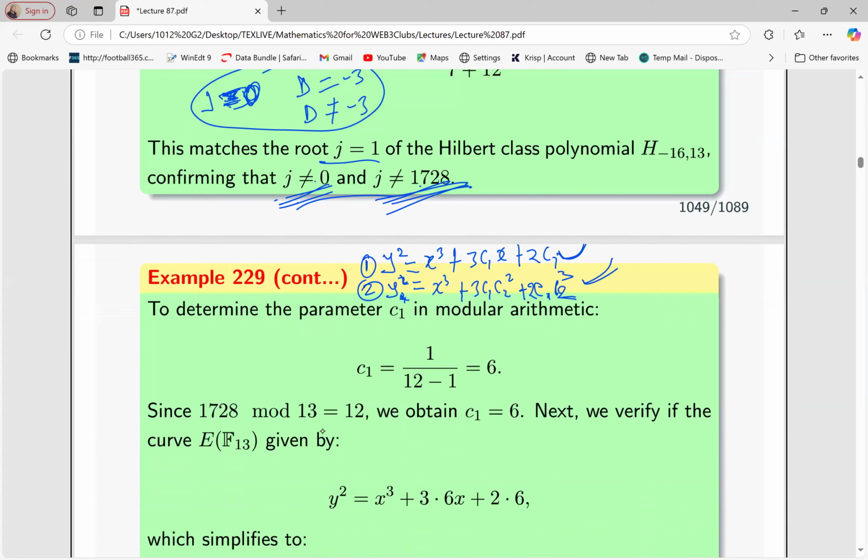Now, since these are the scenarios, let us calculate C1. How do we calculate C1? Our formula that I gave was that C1 is supposed to be calculated by J naught out of 1728 mod Q, then you subtract J naught. Our J naught is 1. 1728 mod 13 will give you 12.